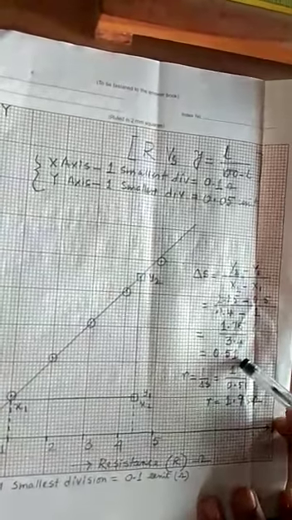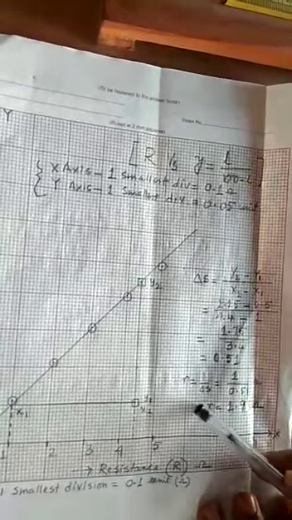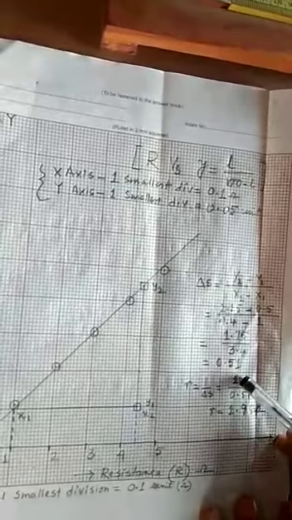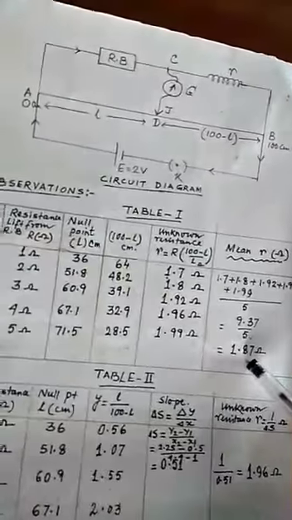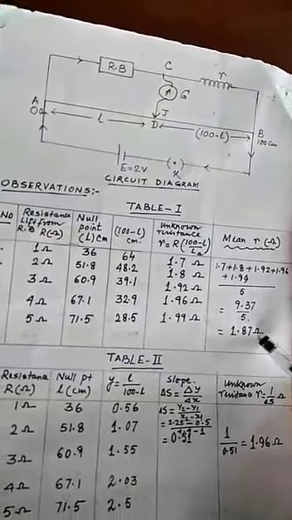So after calculation you will get delta S equals 0.51, and then using this formula r equals 1 by delta S, and putting this value you get r is 1.96 ohm, which is more or less equal to the manually calculated 1.87 ohm. These two data are correct.